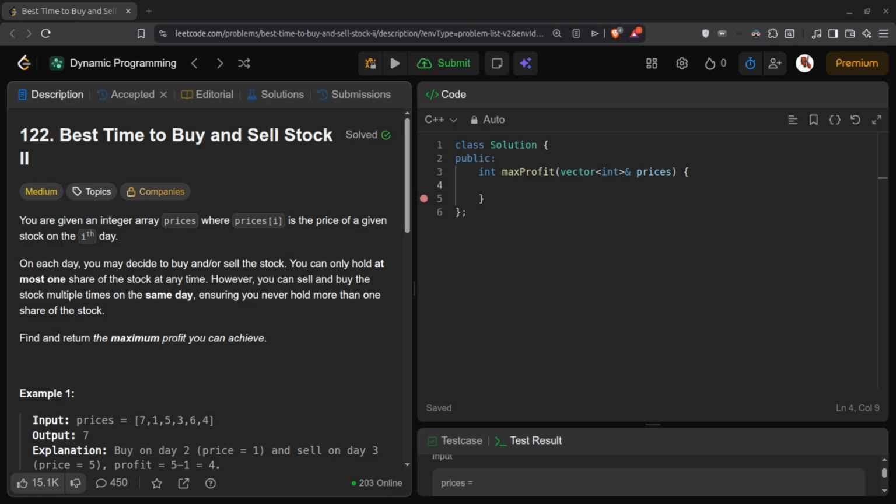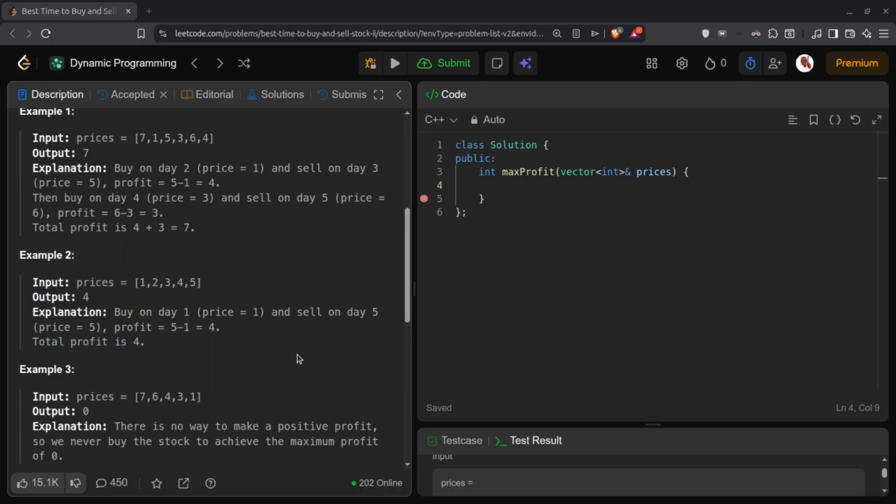Hi guys, so the question is best time to buy and sell stocks. It's the second part. We have done the first part. So what it is telling you is that this time you can buy stocks multiple times or one time also. It depends on the max profit you want to earn.